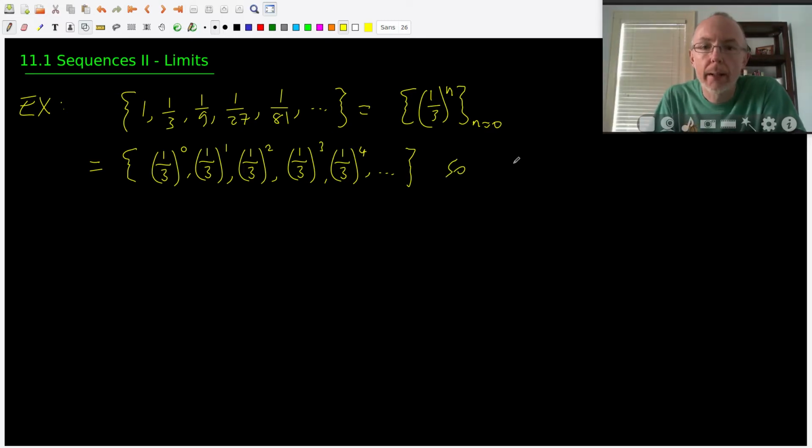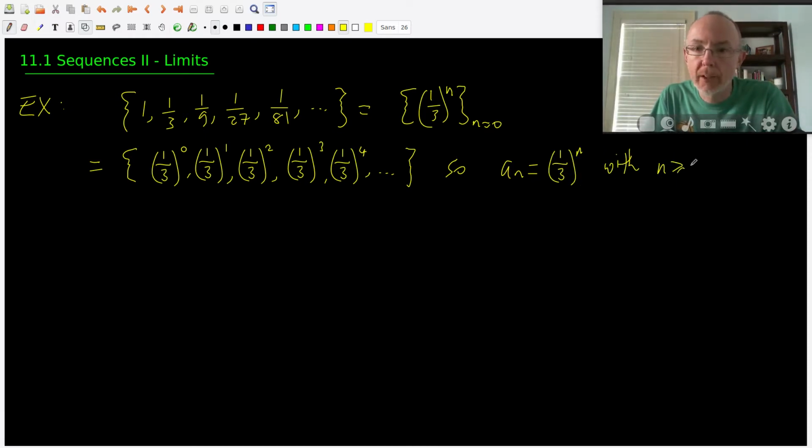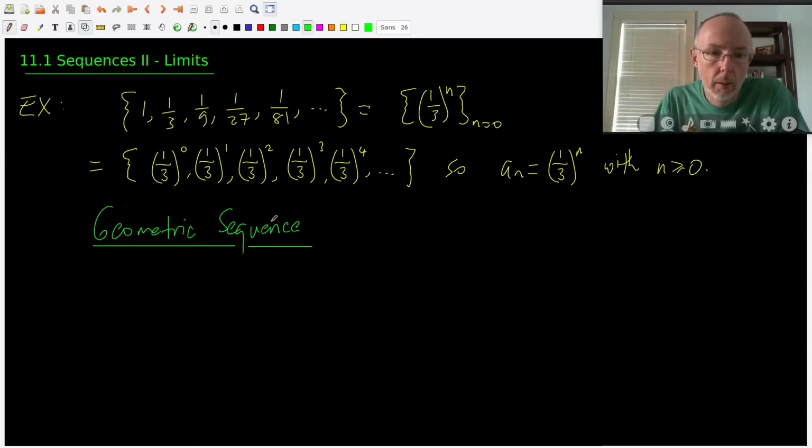So what we're saying is the general term here is 1/3 to the power of n, and in fact we want n bigger than or equal to 0 in this case. So this is an example of what's called a geometric sequence. And we'll see these kind of things come up again and again. These are the kind of problems we're going to be interested in a lot. We're going to see these geometric sequences reappear. And in general, for a geometric sequence, the nth term is going to be c times r raised to some power, where n is bigger than or equal to 0. So this is the general form for a geometric sequence.